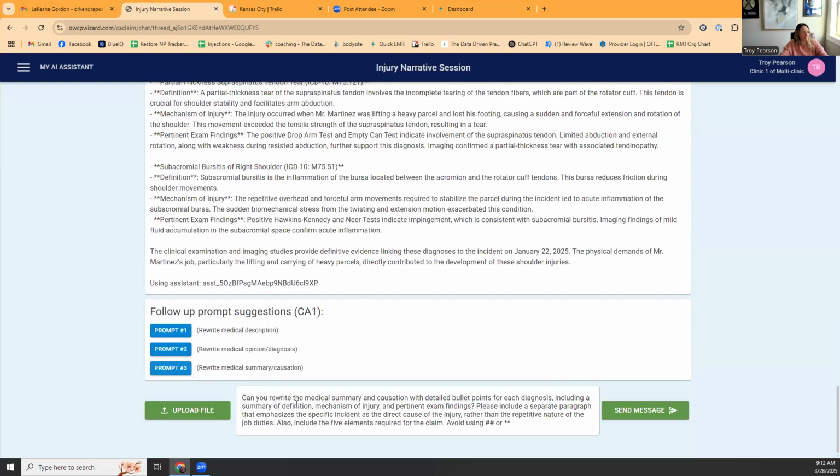So prompt number 3, can you rewrite the medical summary and causation with detailed bullet points for each diagnosis, including a summary of the definition, the mechanism of injury, and pertinent exam findings? Please include a separate paragraph that emphasizes the specific incident as the direct cause of injury, rather than the repetitive nature of job duties. Also include the 5 elements required for the claim.